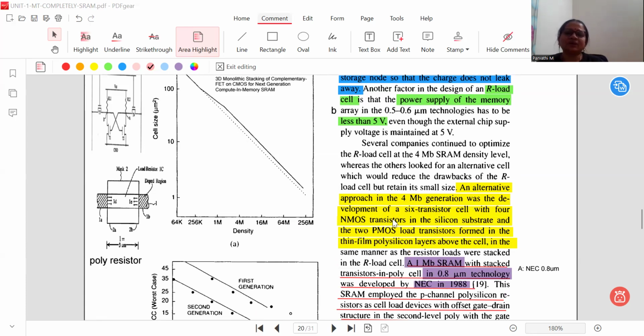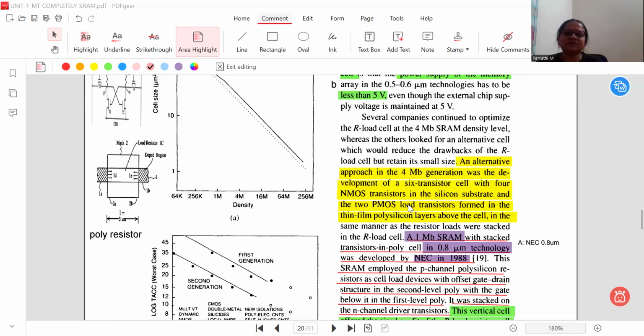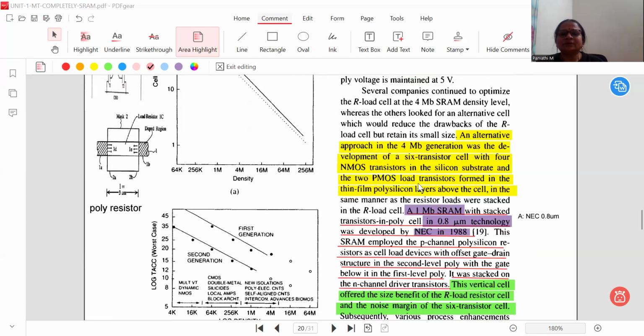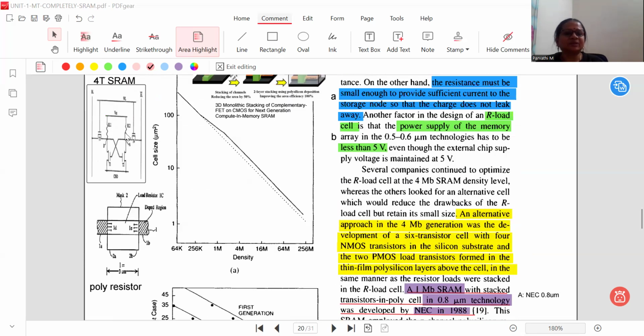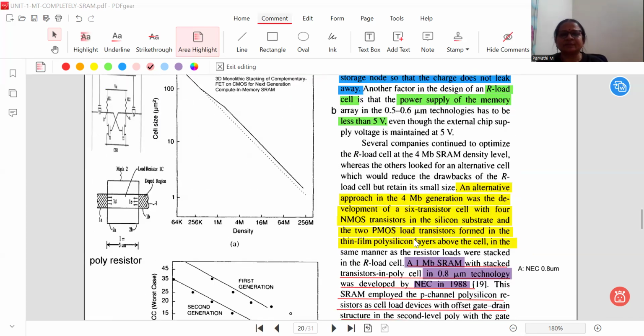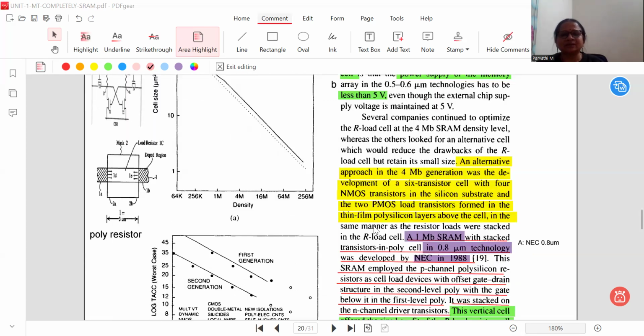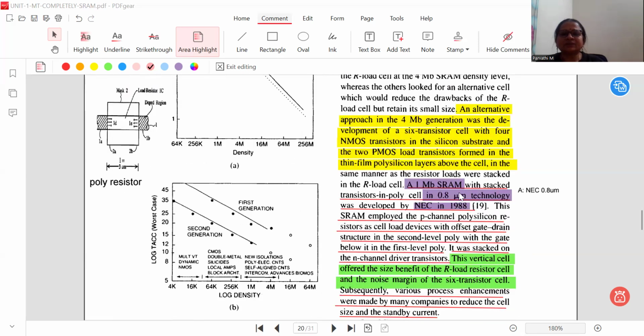with 4 NMOS transistors. So there are 4 NMOS transistors in the silicon substrate and 2 PMOS load transistors. As I mentioned, in the CMOS, 2 PMOS load transistors will be used, formed in thin film polysilicon layers above the cell. So these load resistors are replaced with PMOS transistors, and the technology used was thin film polysilicon layers above the cell, which was actually the 1 MB SRAM.